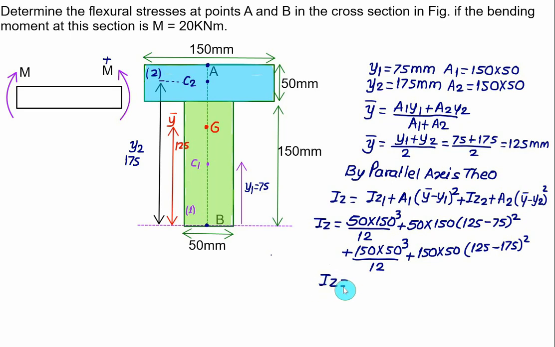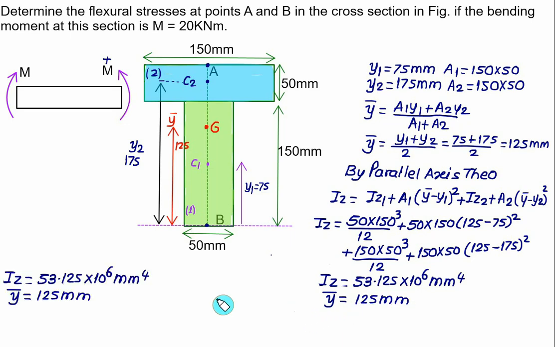So in this case you will get the moment of inertia as 53.125, multiplied by 10 to the power 6 mm to the power 4, and we have the value of y bar equal to 125 mm. So this data is required for further calculation.